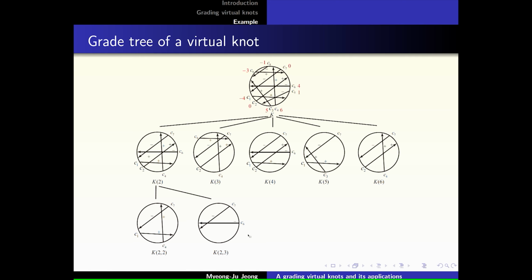And here is a Gauss diagram of a virtual knot. In this diagram, the letter number denotes the degree of the chord. So K2 is obtained from K by removing all chords whose degree is odd. So we get a diagram like this one. And similarly, K3 is obtained from this diagram by removing all chords whose degree is not a multiple of 3. And so we get a diagram like this one, and so on.